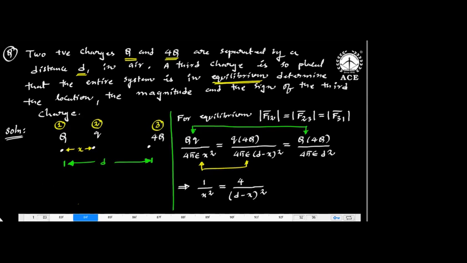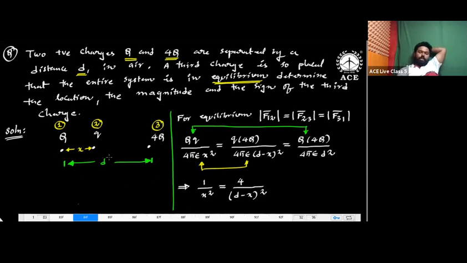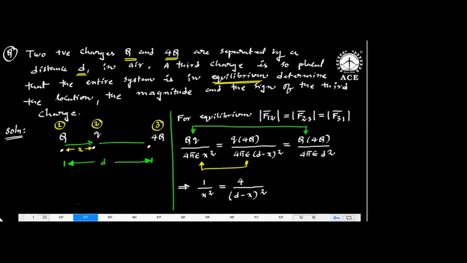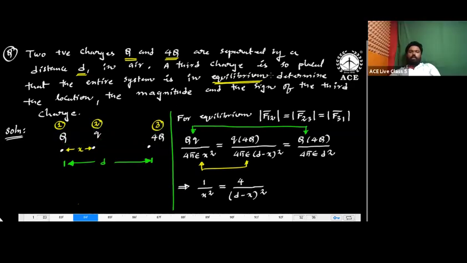Sir, how did you decide the sign of the small q charge? The force from here should go like this, and the force from here should go like this, and they should meet. That happens only when it is a negative charge, because it is mentioned that these two are positive charges. So the net force experienced by small q is 0. That is the meaning of equilibrium.